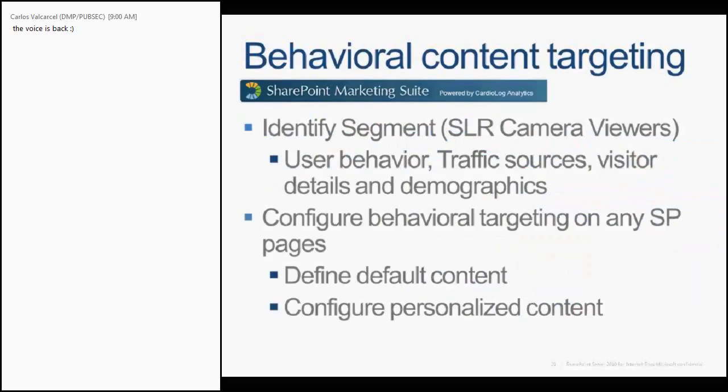And the way we're going to do this is, again, taking advantage of the SharePoint Marketing Suite, and it's a very easy two-step process. One step is to identify segments. Then another step is to configure some element on my SharePoint page and show the default content, which is what everybody's going to see, but also the personalized content for my particular audience. And we'll see that in identifying the segment, there's really a plethora of ways to do this. We're going to use a click-through behavior, but we can base it on where the user's coming from, visitor details, demographics, and all this good stuff.